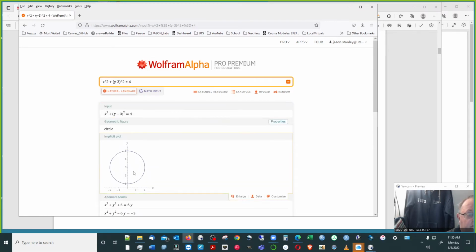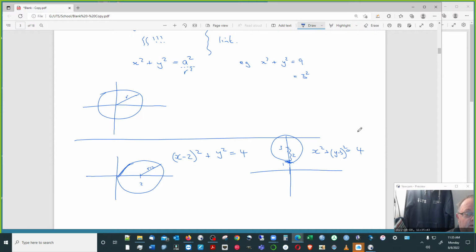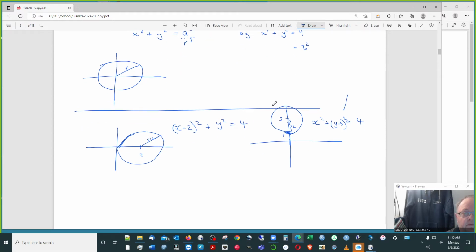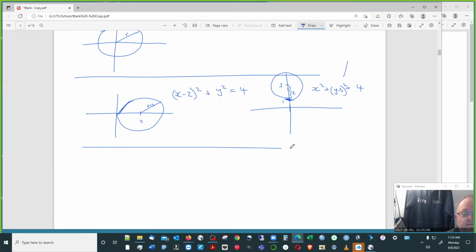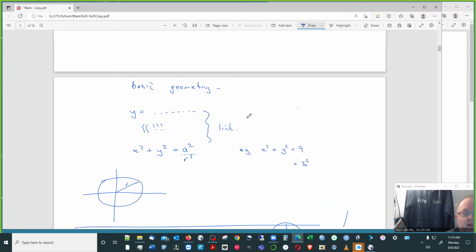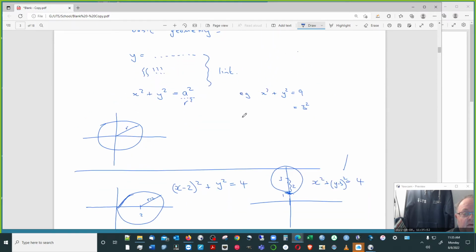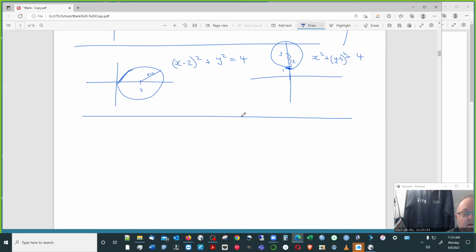See, it moved it up. Centered it on 3, came down to 1. So we're at least as good as Mathematica. Okay? We can tick ourselves. So what happens then when we get a quadratic that kind of doesn't make a lot of sense?